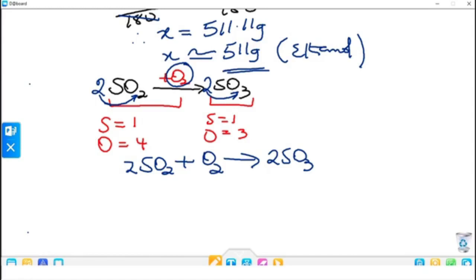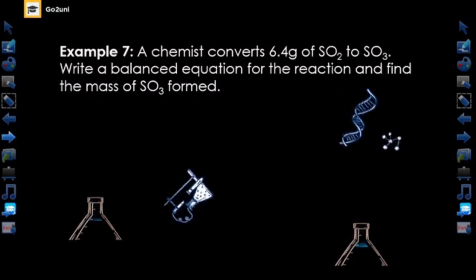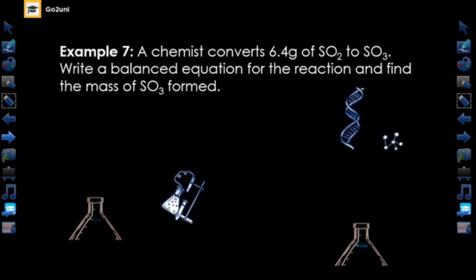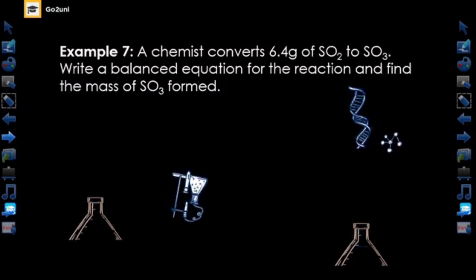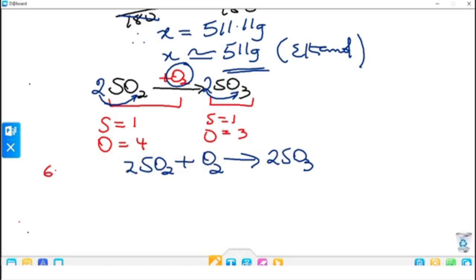Having balanced it, the next question is, we are told that 6.4 grams of SO2 was provided and then converted to SO3. So we are now told to find the mass of SO3. That's the next thing we are going to do. To recall, 6.4 grams of this compound was brought and converted to SO3. To find the mass of SO3, let us calculate the molar masses of the species we are interested in.